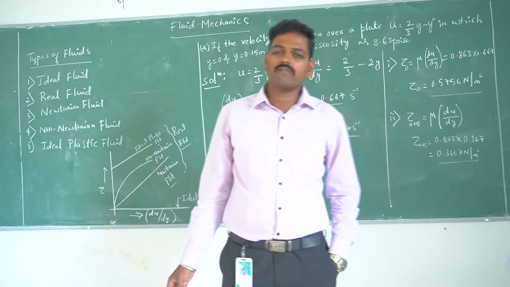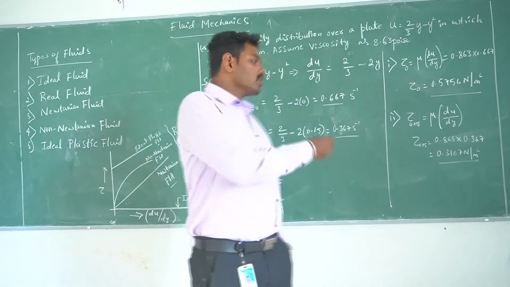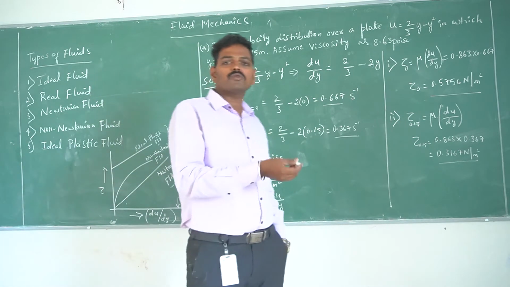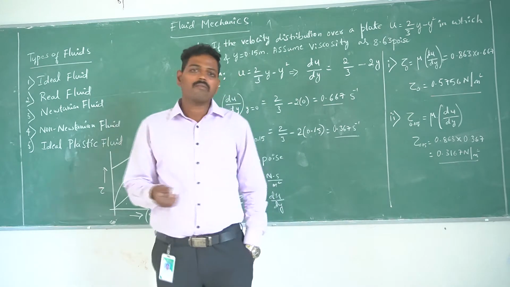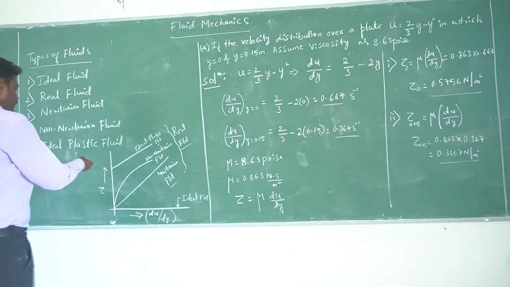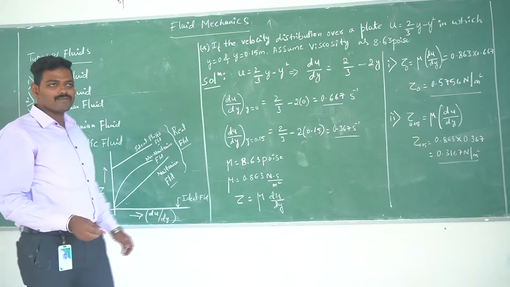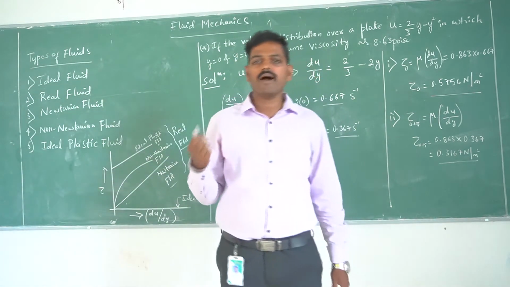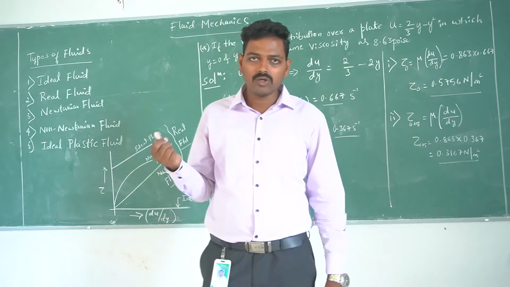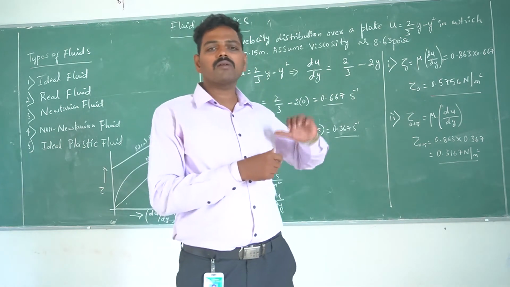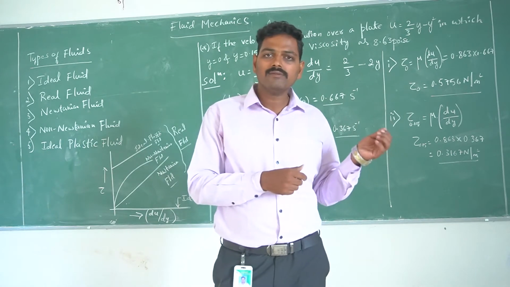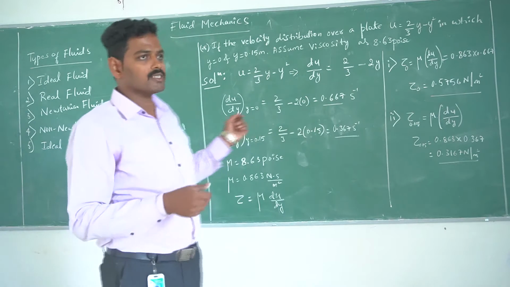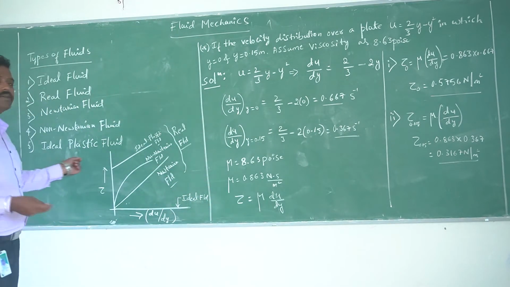In a non-Newtonian fluid, the shear stress is not directly proportional to shear strain. Then ideal plastic fluid. Here, in an ideal plastic fluid, the shear stress is directly proportional to shear strain, but only when the shear stress value is more than the yield value. When the shear stress is more than the yield value, after that the shear stress is directly proportional to shear strain. We'll say that is an ideal plastic fluid.